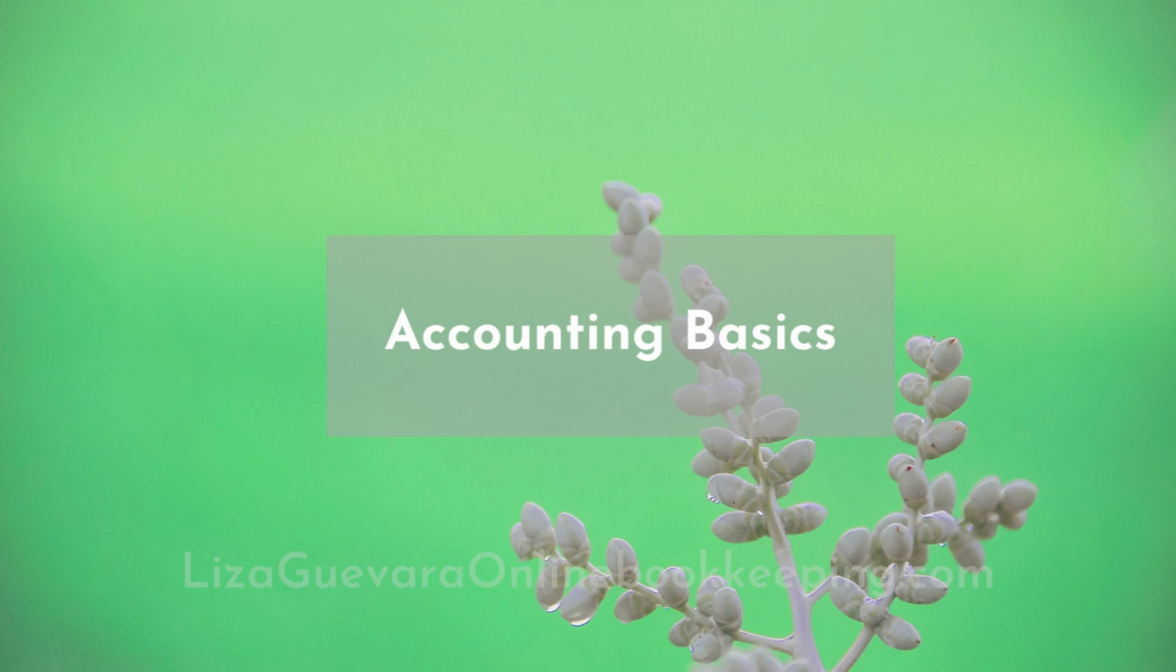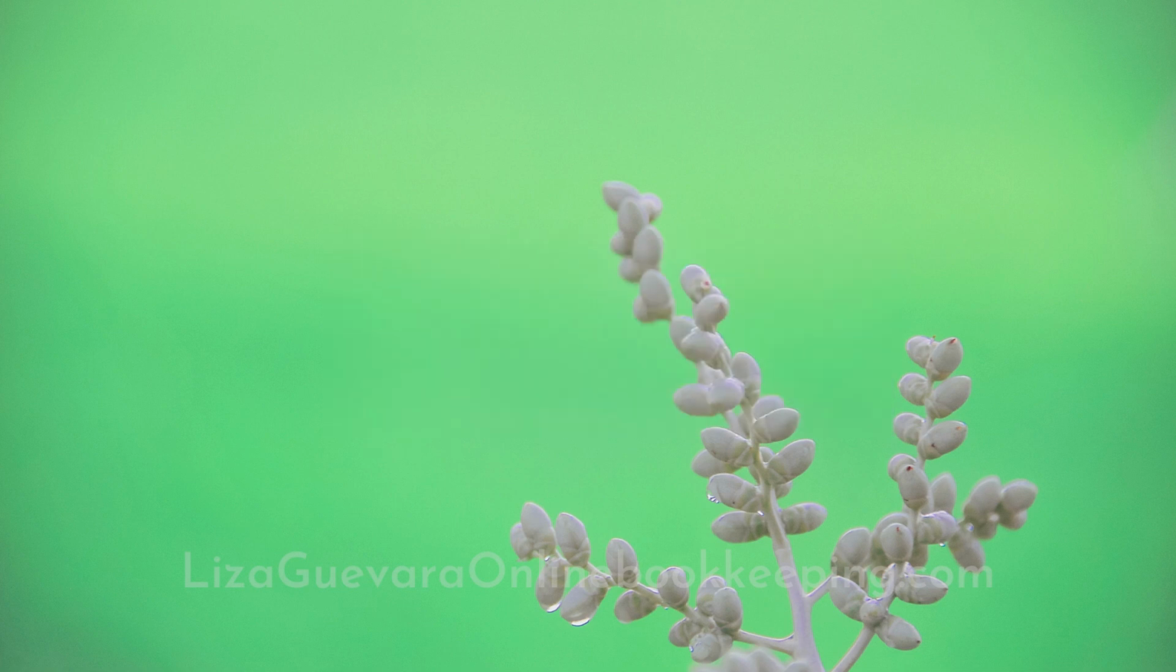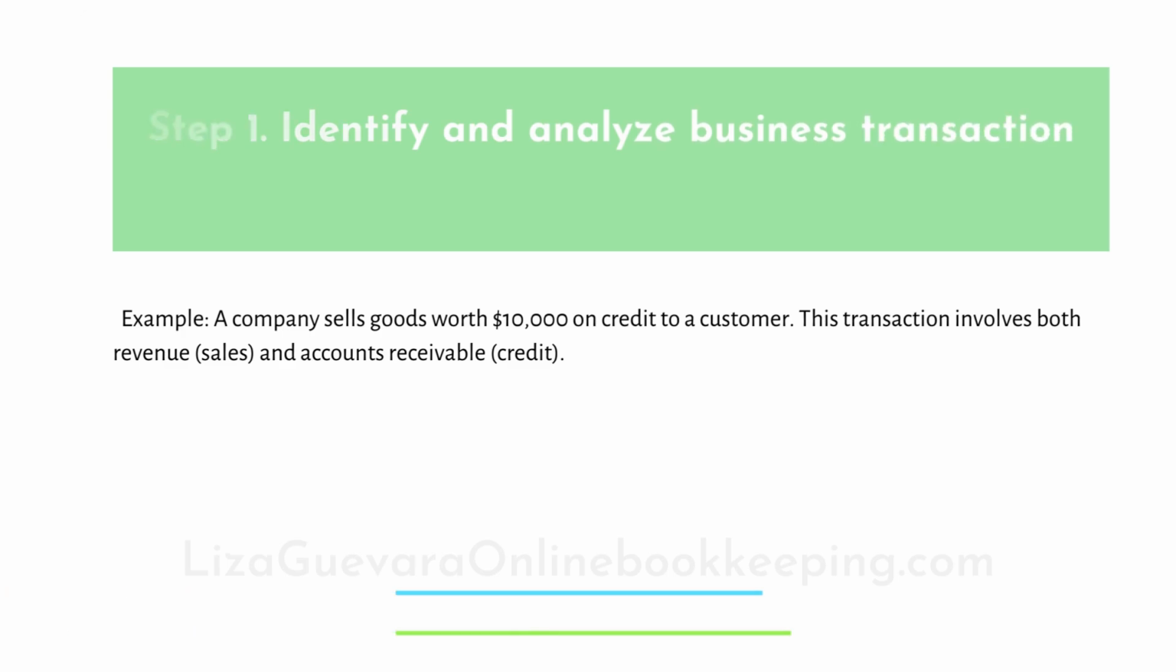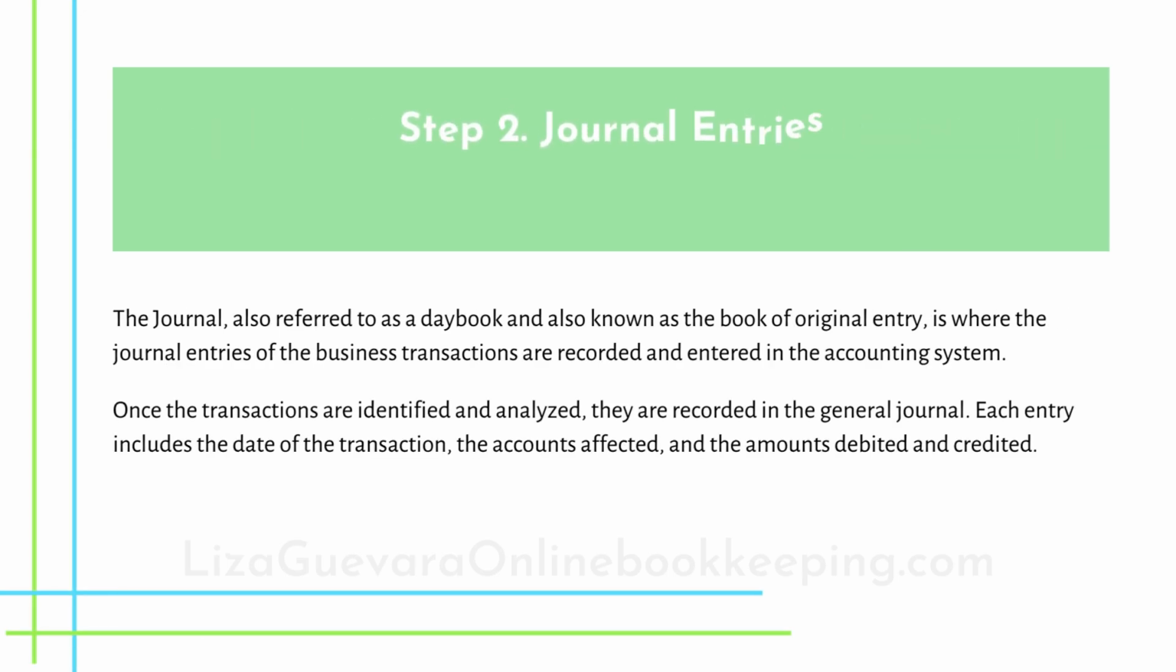So after we analyze all the documents supporting the business transaction, let's go to step two. Okay, so step two is the journal entry. The journal is also referred to as a day book and also the book of original entry. This is where the journal entries of the business transactions are recorded and entered in the accounting system.